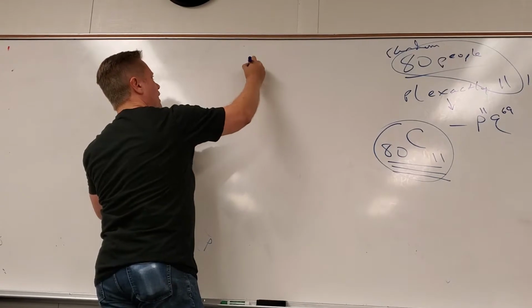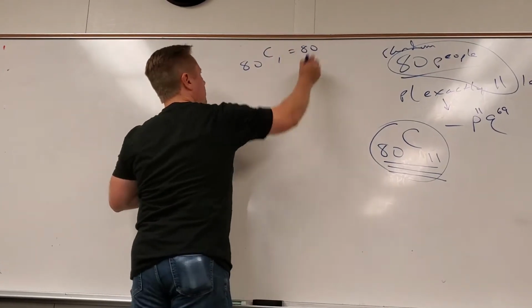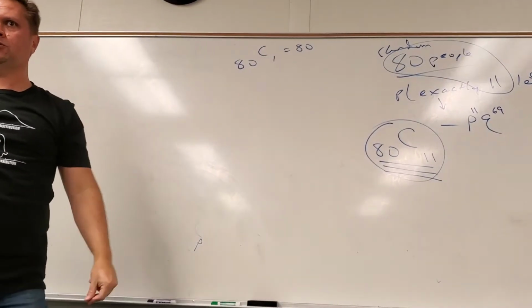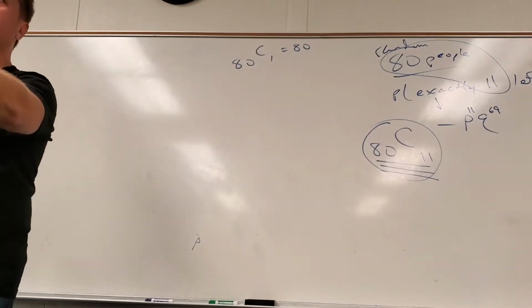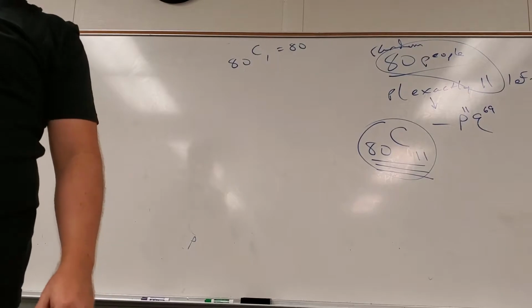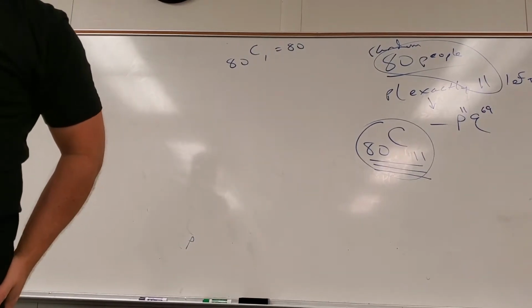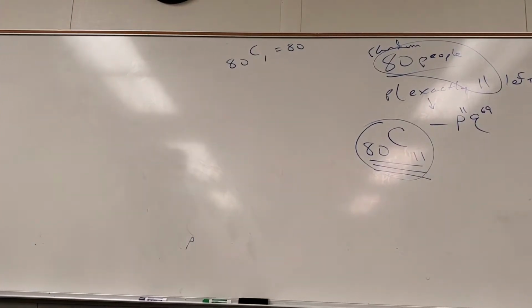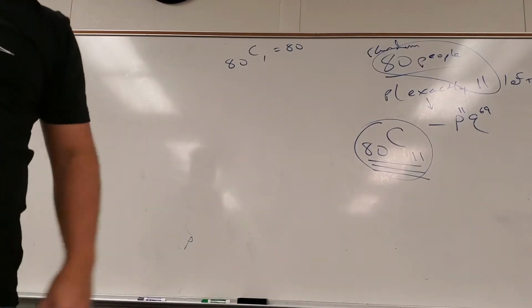if I have 80 choose 1, that would be 80. 80 choose 1. How many ways is there to choose one person if you have 80 people in a room? 80 ways. Do you guys understand that? Yes. If I had 80 people, I could choose you, or you, or you. I'm not going to do that 80 times.